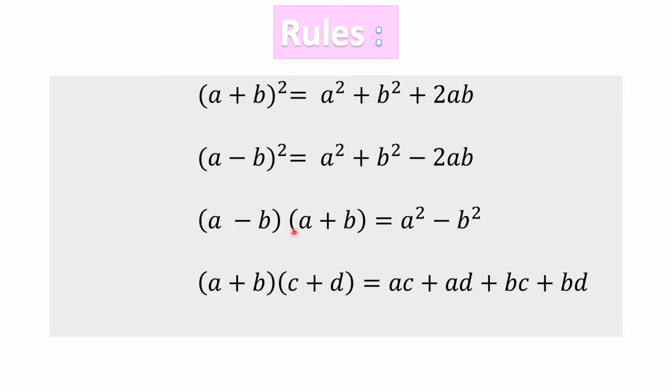And next one is (a minus b) into (a plus b). So when you have two integers in subtraction and in addition and they are multiplied with each other, then you can use the a square minus b square formula, right?